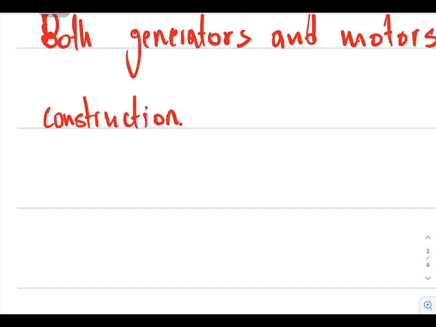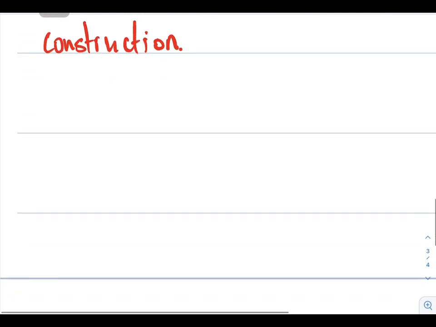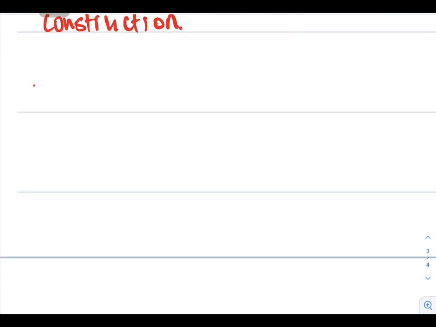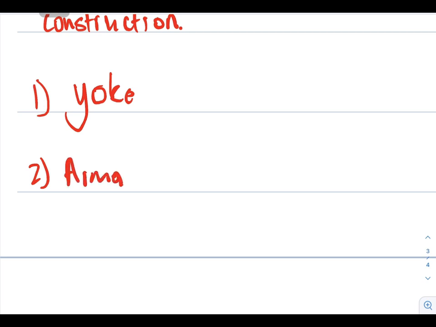So there are two main parts of this machine. The first part is the yoke. This is the stationary part, the part that does not rotate. Then the second part of your DC machine is the armature. This is the part that spins. So there are two main parts.